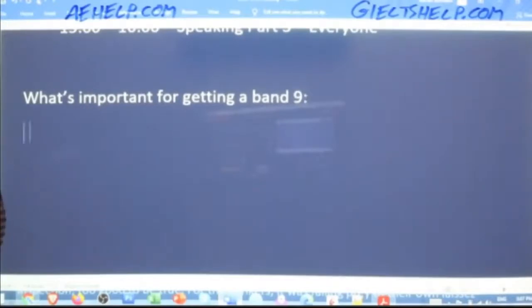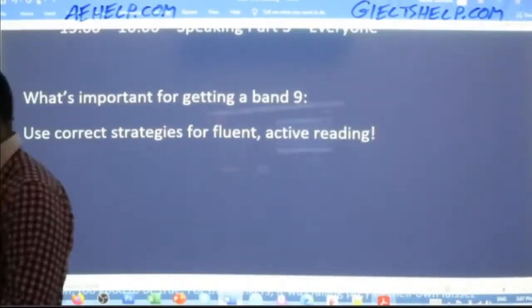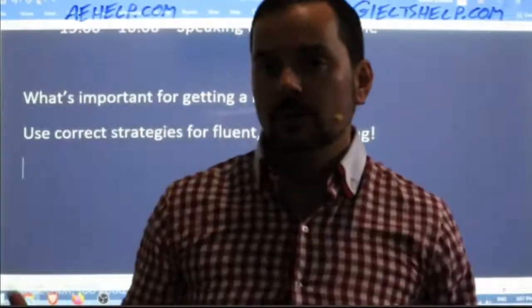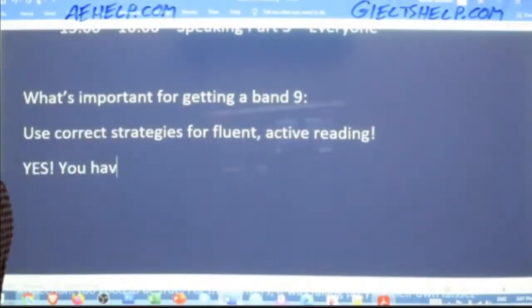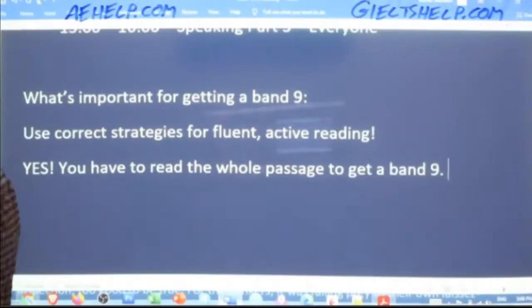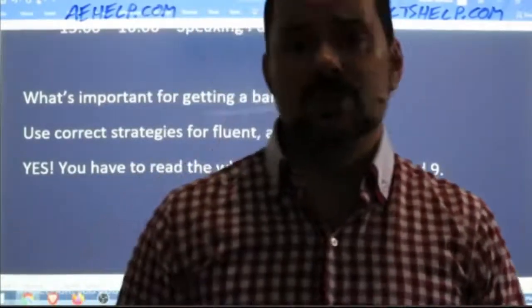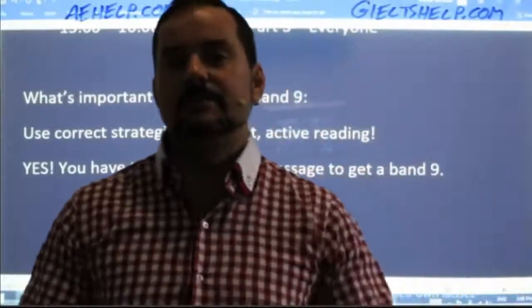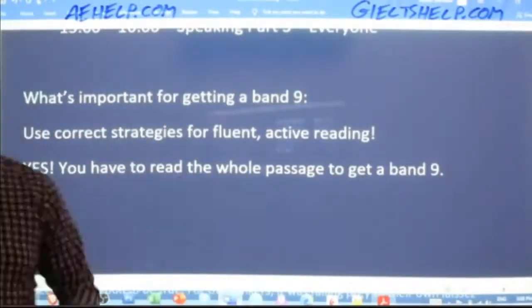Okay, well, simply put, one of the first steps that's important is to use correct strategies for fluent, active reading. So that's kind of the big answer, right? Read fluently, read actively. And for a lot of people who are not sure about this, you have to read the whole passage to get a band 9. I can basically say it's impossible to get a band 9 otherwise, unless it's like winning the lottery where you just get super, super lucky, but nobody ever sits an exam the same way that you play the lottery.